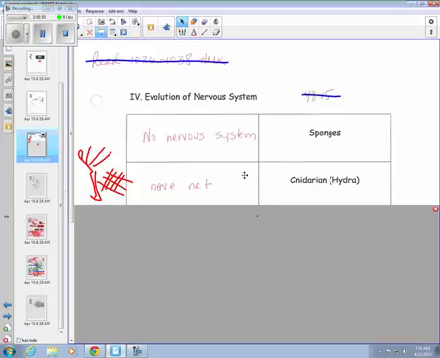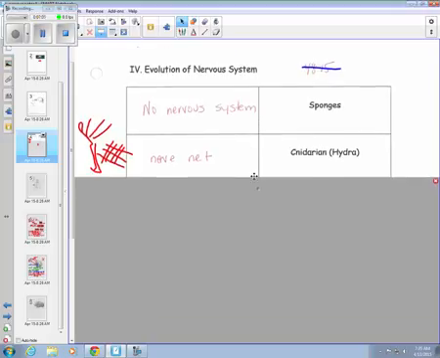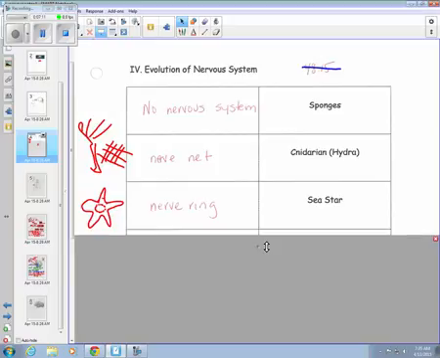So it doesn't have a central nervous system like we do, and there is not one location where all messages go back to, but it does have nerves and it does send signals. A sea star or a starfish has what's called a nerve ring. So it has a ring of nerves around the central part of the star shape.